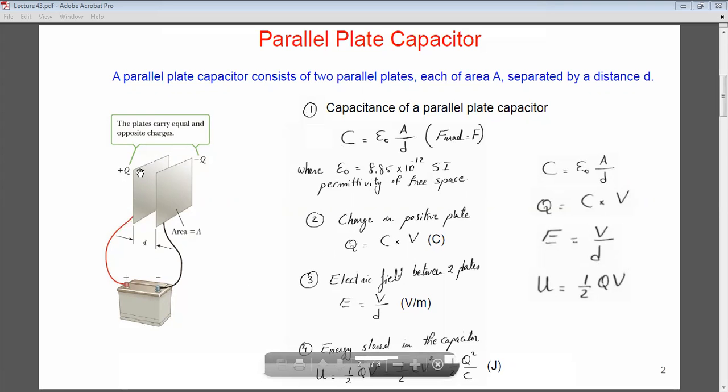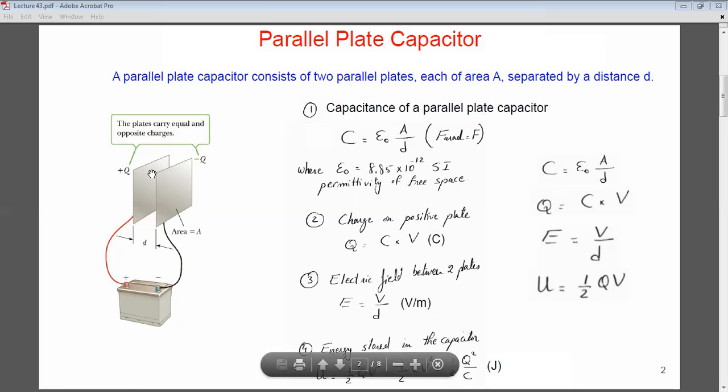Now, when we have positive charge on one plate and negative charge on another plate, it means there is an electric field between these two plates. The value of this electric field is voltage divided by the distance. So it is the voltage of the battery divided by this distance d between the two plates.